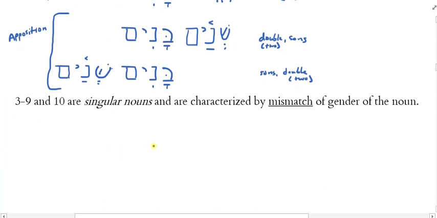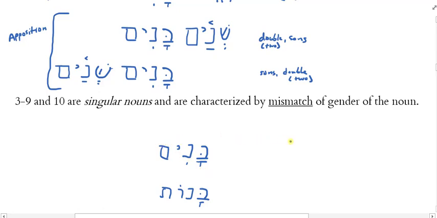What do we have as an example? Well, let's take the word sons real quickly. So it's banim. All right? And let's take the word daughters, which is banot. Okay? Banim and banot. Sons and daughters.